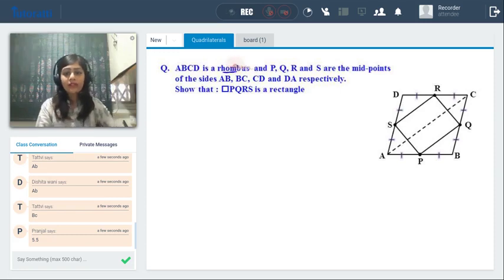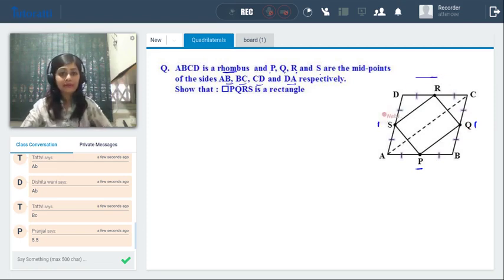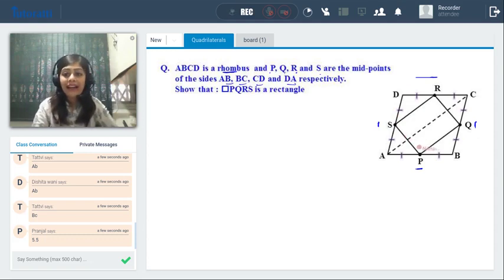ABCD is a rhombus, and PQRS are the midpoints of sides AB, BC, CD and AD. So students, pay attention. P is the midpoint of AB, Q is the midpoint of BC, R is the midpoint of CD and in the same way S is the midpoint of AD. We need to show that this figure which is formed by joining the midpoints is a rectangle. We need to show that PQRS is a rectangle.